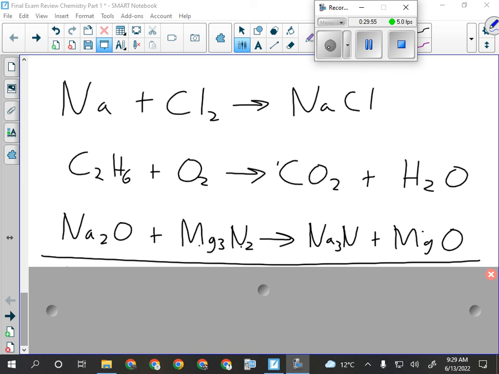What needs to go in front of the sodium? I need to put a 2 here. Now when I put that 2 here, it applies to everything. So now I've got 2 sodiums over here on the product side, but I only have 1 over here, so what needs to go here?